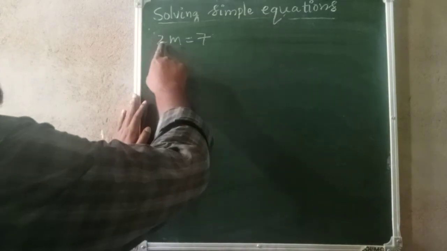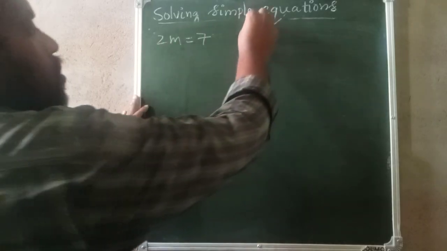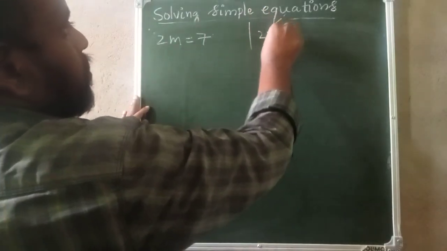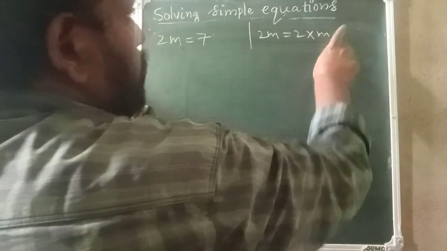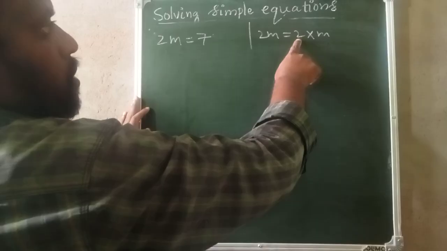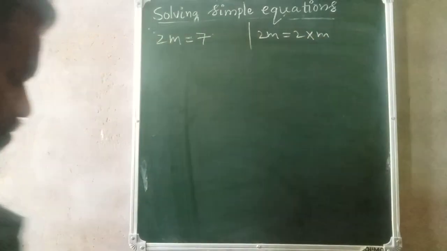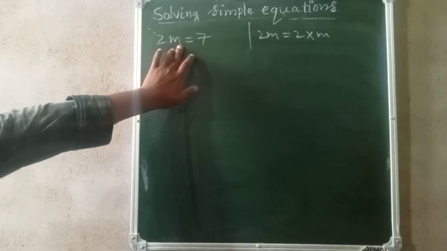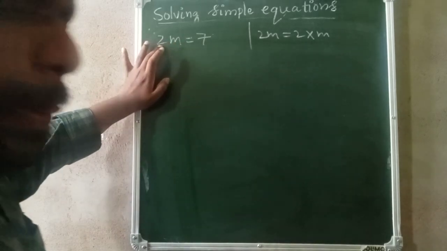So here 2 is there. We don't want this 2. So 2m is 2 into m. 2m is equal to 2 into m. That means in between 2 and m, into is there. So now see, we want m, we don't want 2. So we have to remove this 2.